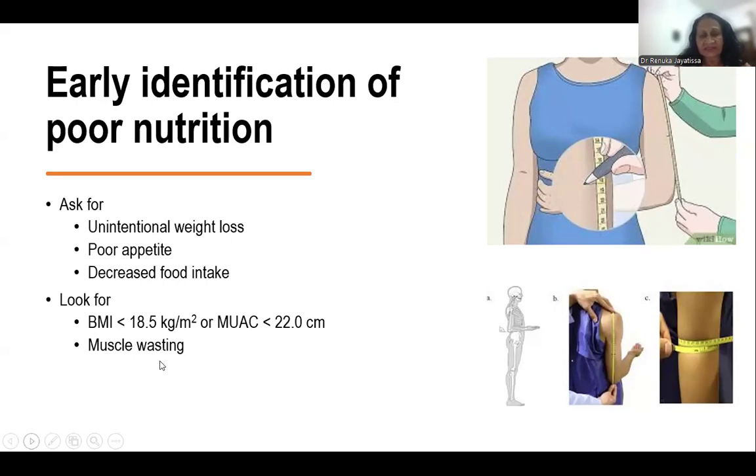Then the next one is the examination part. You can look at BMI, and you know what BMI is and how to calculate it, though you don't need to calculate, as there are many apps. With the weight and height, if the BMI is less than 18.5, that is something we have to consider as underweight. And some patients, we can't measure the height, and they also don't know their height, and sometimes they don't even know their weight, because with bedridden people, we can't really measure their weight.